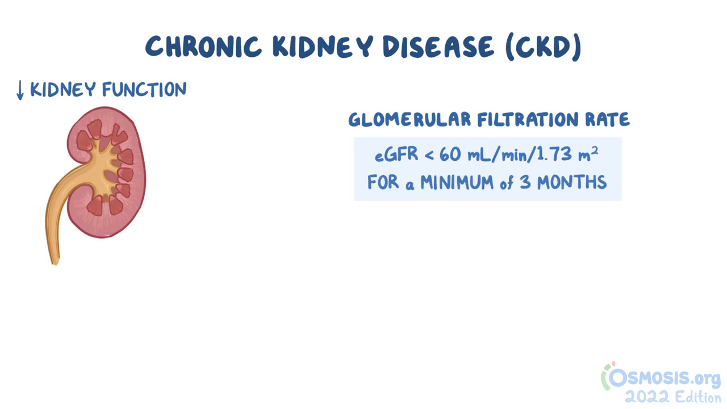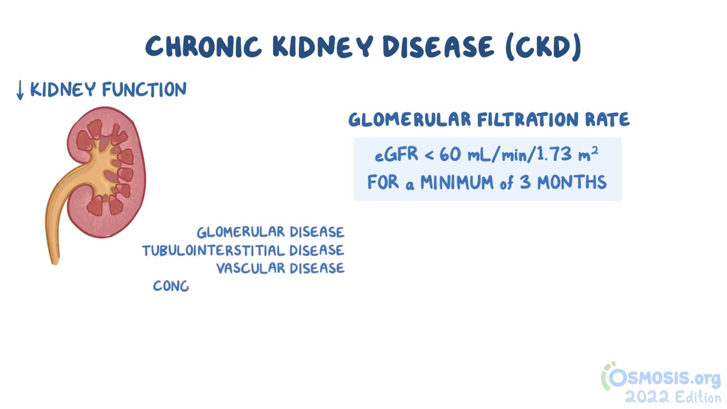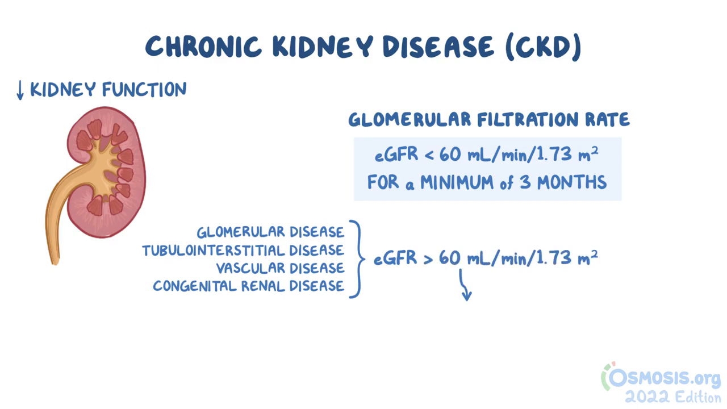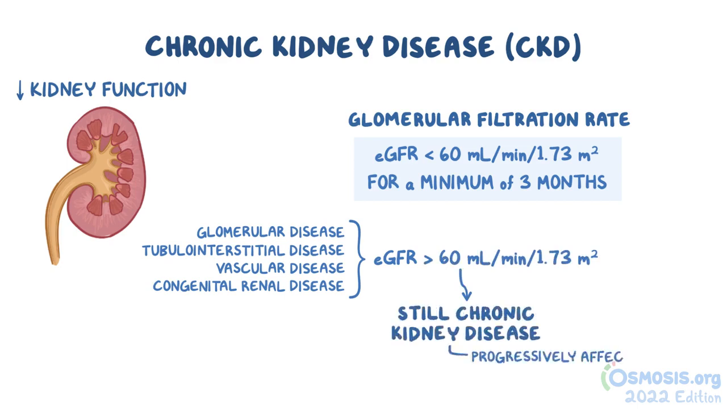Now, if there's already kidney damage, like with glomerular disease, tubulointerstitial disease, vascular disease, or congenital renal disease, but the eGFR is above 60 milliliters per minute per 1.73 square meters, then this is still CKD, because all these conditions progressively affect the renal function, and, over time, without treatment, eGFR decreases.